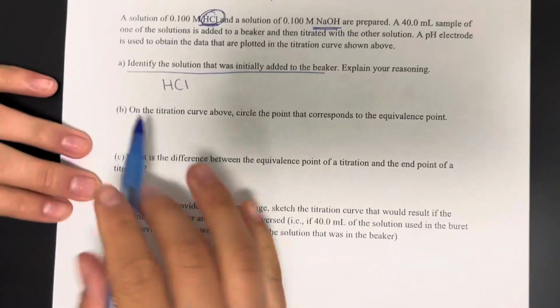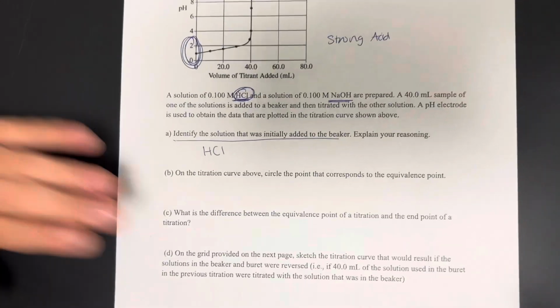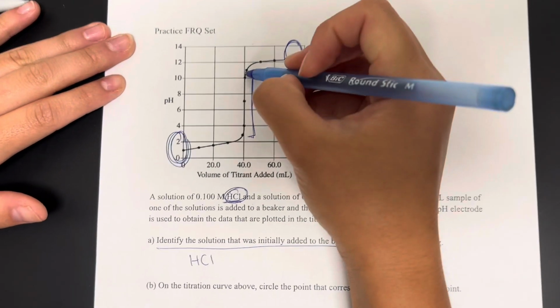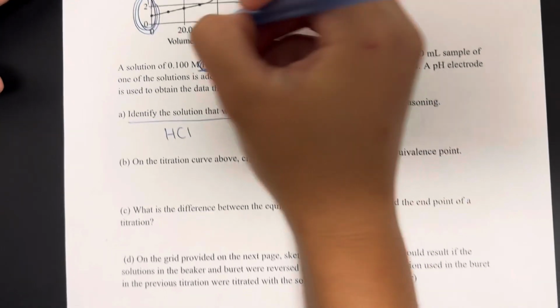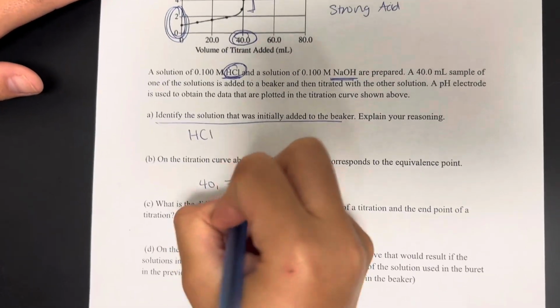Now, on the titration curve above, circle the point that corresponds to the equivalence point. Again, looking at this most vertical area, we can see that the point in the middle is approximately right here. So we're going to circle this point, and the coordinates are going to be 40 milliliters and a pH of 7. And that's that, folks.